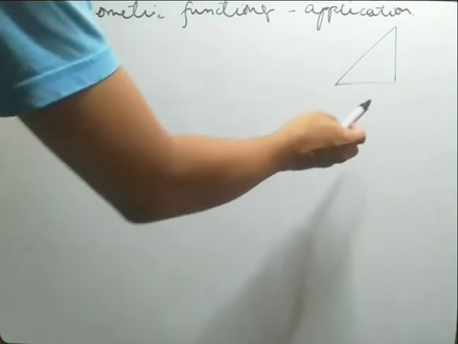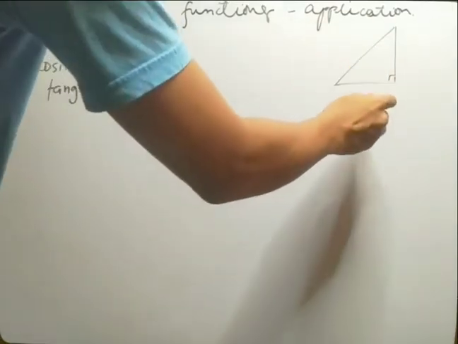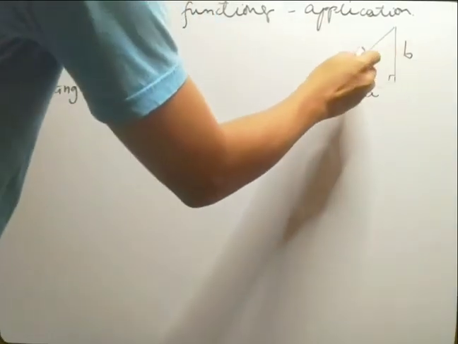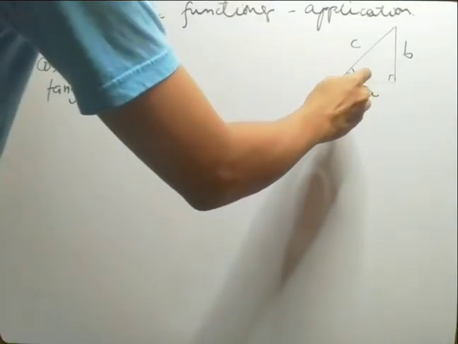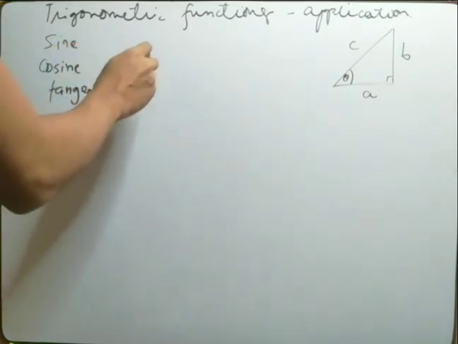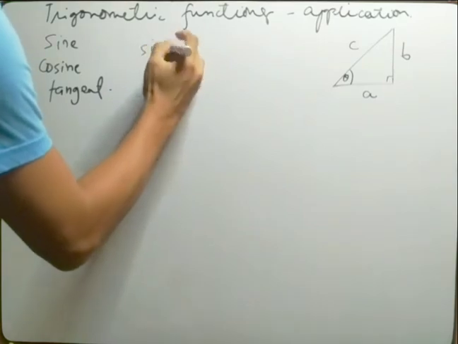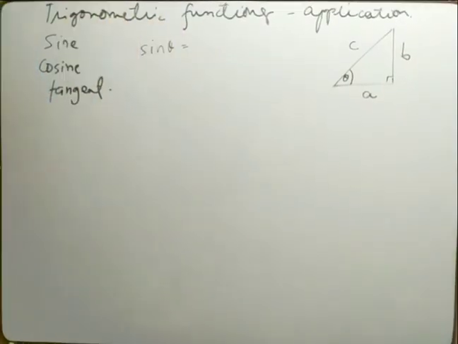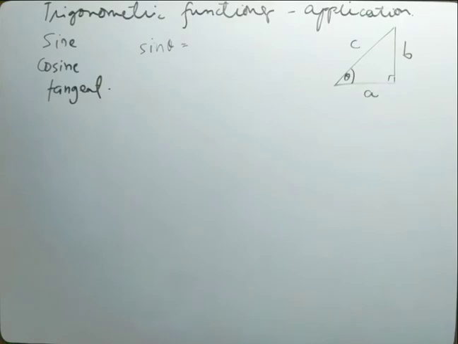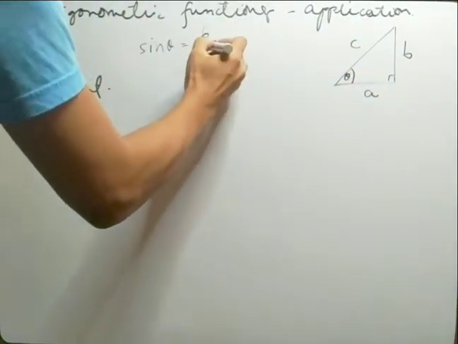Let's say, for example, we have here a right triangle. This right triangle has sides A, B, and C. Let this be the angle theta. Okay, theta is our angle. And what is sine theta? Let us write this one as sine theta. Sine theta is the opposite side over the hypotenuse, that will be B over C.